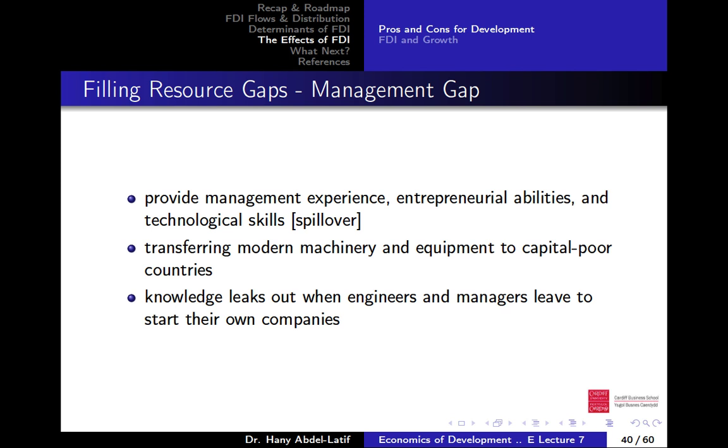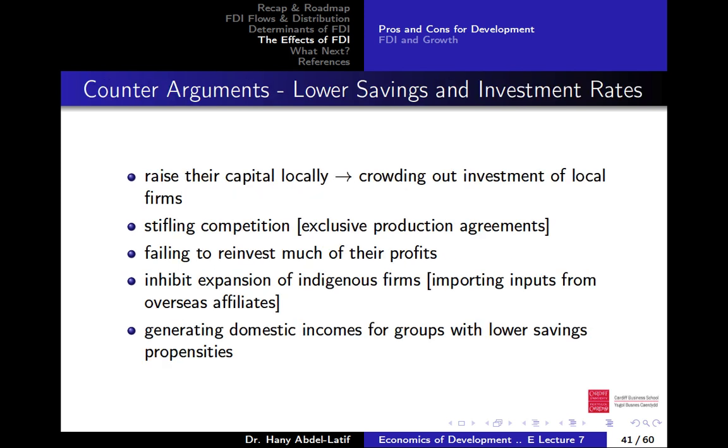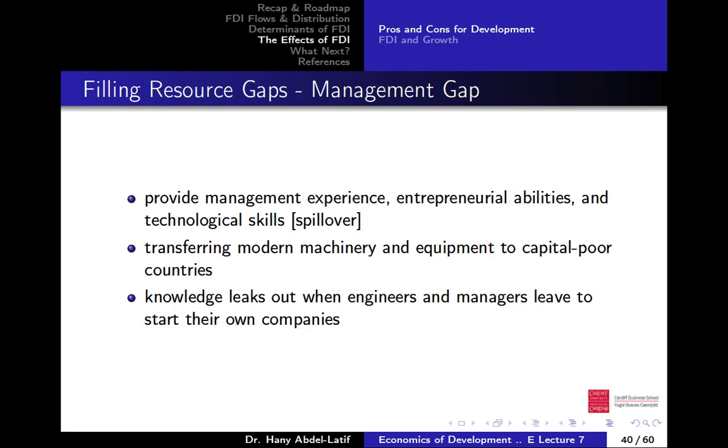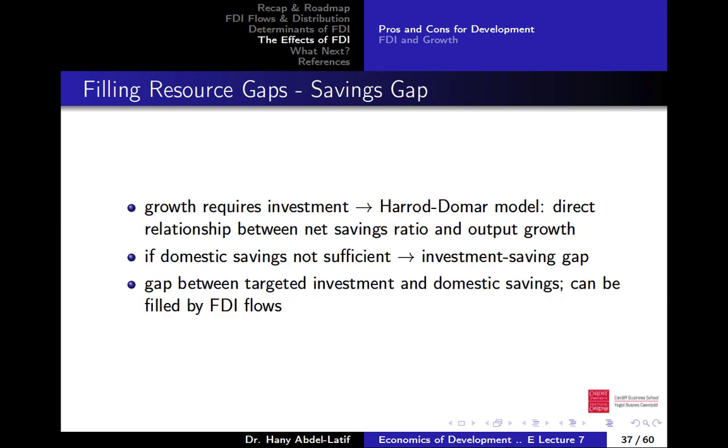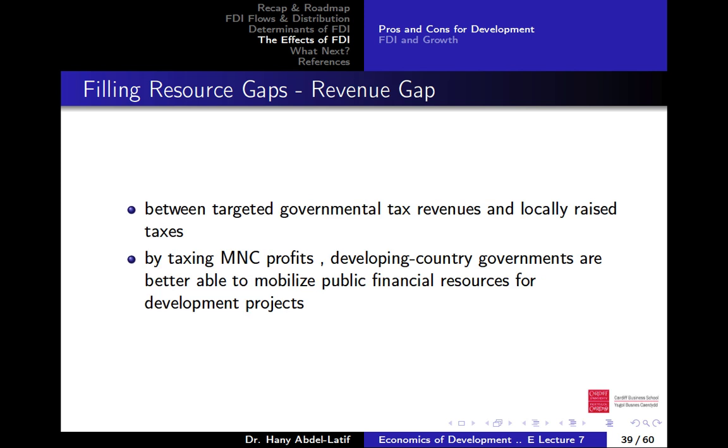And hopefully this set of skills and new technology will spill over, so we'll have some positive impacts on the local economy or the domestic firms. They usually also come with equipment or modern technology that is not available in those countries. And as I said, this knowledge or technology hopefully will leak out and have some spillover in the economy. So these are the arguments for FDI. It's good for growth, it's good for development, it fills many gaps, okay? Saving gap, trade gap or foreign exchange gap, revenue gap, the tax revenue here, and the management gap.